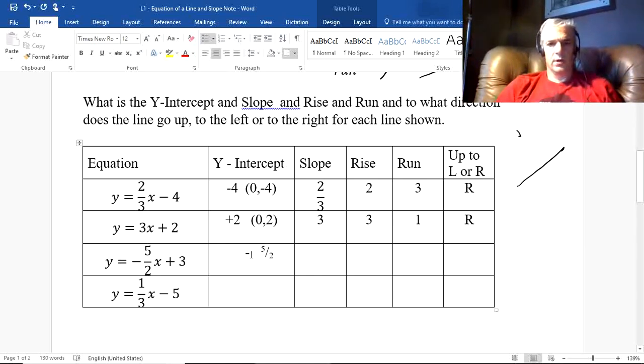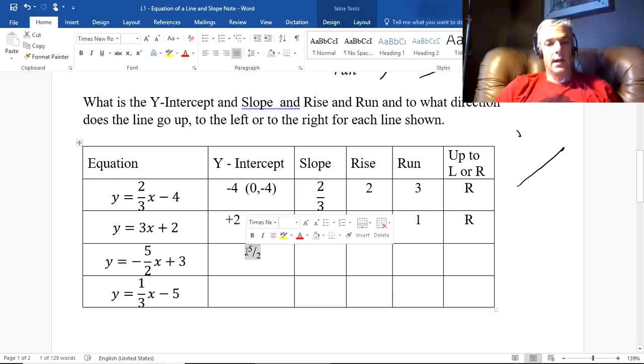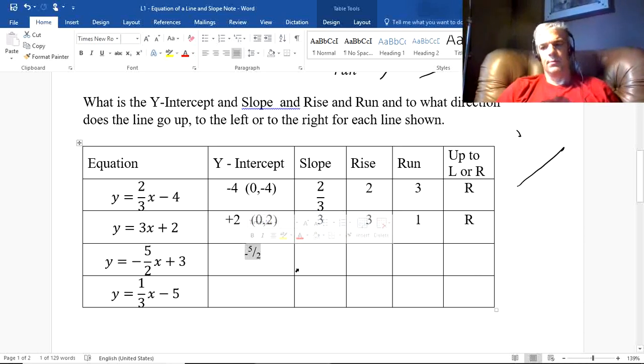Yeah, oh, that didn't work very well. -5 over 2 as an example, right? And that is essentially my Y-intercept minus, oh, sorry, I apologize. What am I doing? That's the slope. Let's move that.